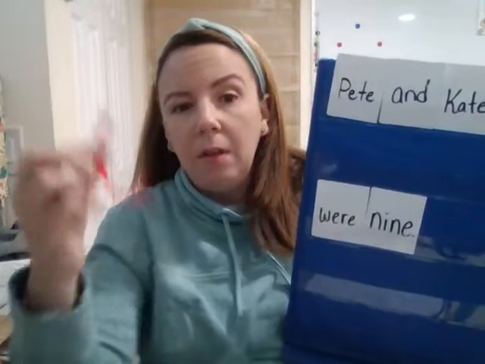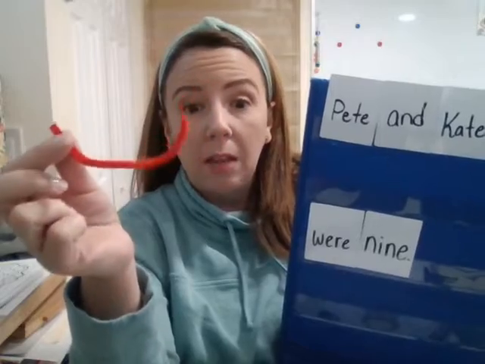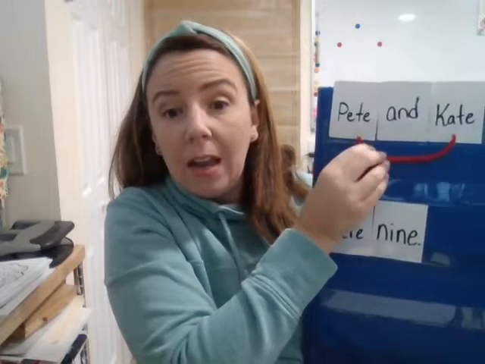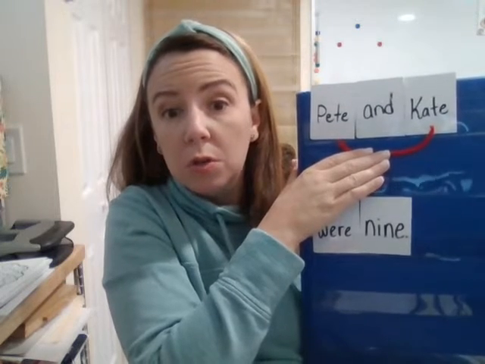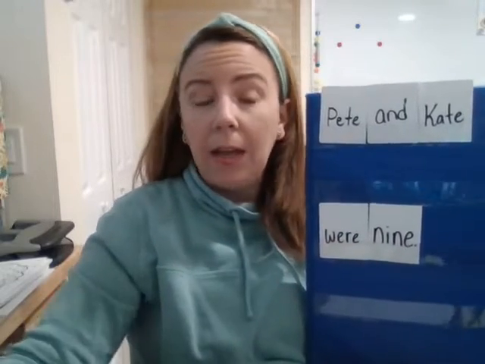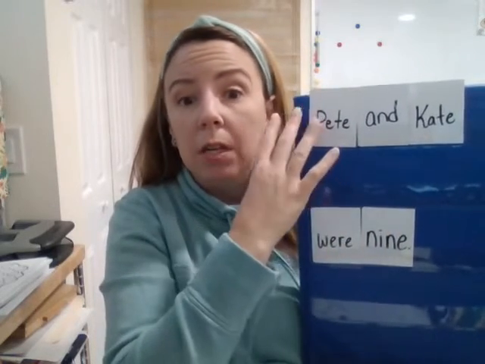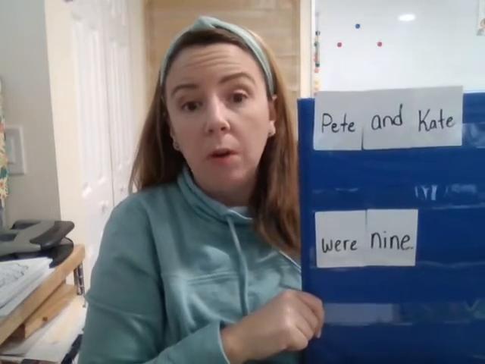The next step is I would take some pipe cleaners, or you could use wiki sticks and create little scoop marks and put them underneath the phrases and have them touch or trace with their finger over those scoop marks. Pete and Kate were 9. Okay? And we're just really reinforcing reading with expression, reading with accuracy, and once again, one more chance to build up some confidence when they're ready to read the passage.